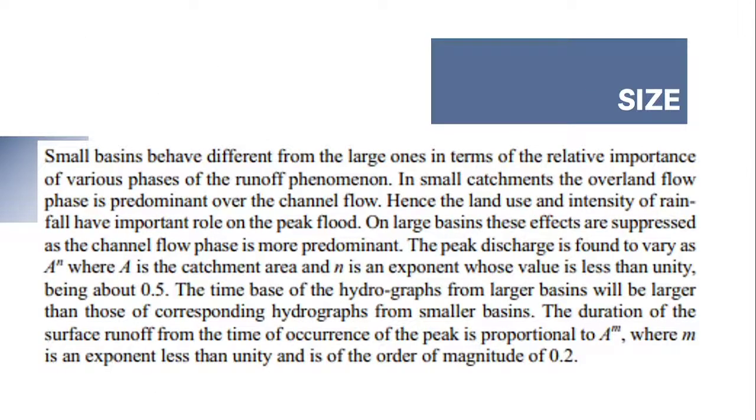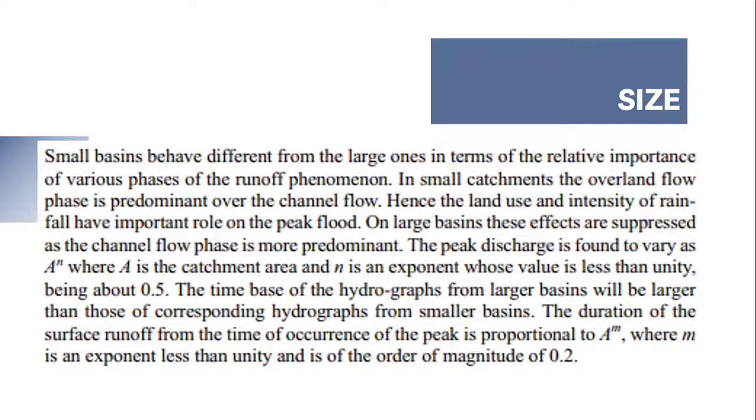Then next we have the size. So, small basins behave differently from large ones in terms of the relative importance of various phases of the runoff phenomenon. In small catchments, the overland flow phase is predominant over the channel flow. Of course, since our catchment is small, the water rises quickly. Hence, the land use and intensity of rainfall have an important role on the peak flood. On large basins, meanwhile, these effects are suppressed as the channel flow phase is more predominant.